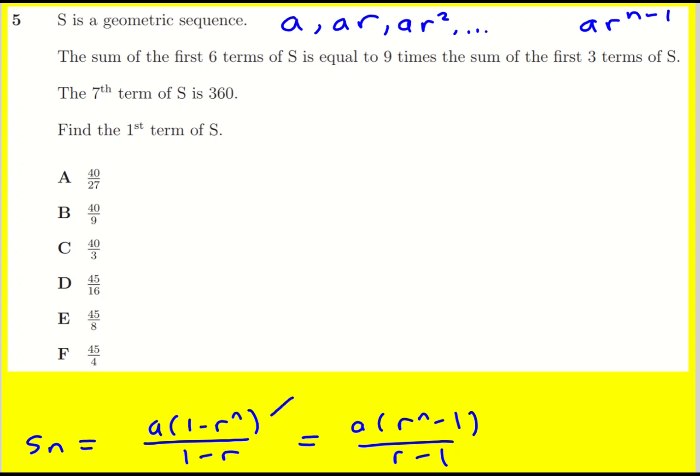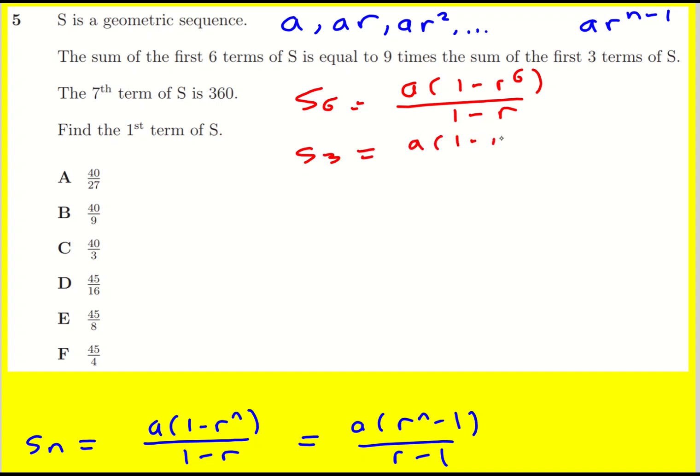And the reason this one is used is because it leads nicely into when r is less than 1 and you get a convergent infinite geometric sequence, for example. So the sum of the first 6 terms is going to be A(1 minus r to the 6) over 1 minus r. And the sum of the first 3 terms is going to be A(1 minus r to the 3) over 1 minus r.